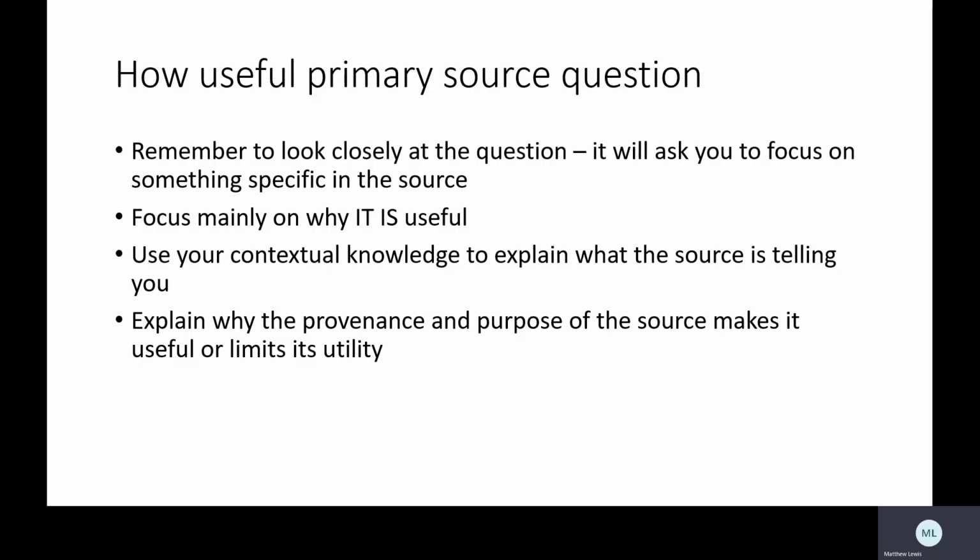That doesn't mean you can dismiss it just by saying this source is biased. If it is biased in some way, explain how, because that can make it useful anyway. So it's really important that if you're going to use the word bias, you say how. Those are the things I'd like you to think about for that how useful question.